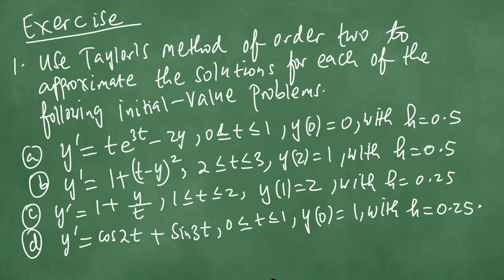Right, use Taylor's method of order 2 to approximate the solutions for all the following initial value problems. It's what we're doing now, of order 2, but you can do higher order as well. We've seen how we use Taylor's method to solve these particular problems. We shall spend some time on some exam questions as well, so that we can understand what is happening there. These were just the textbook exercises on the two methods, Euler and Taylor.